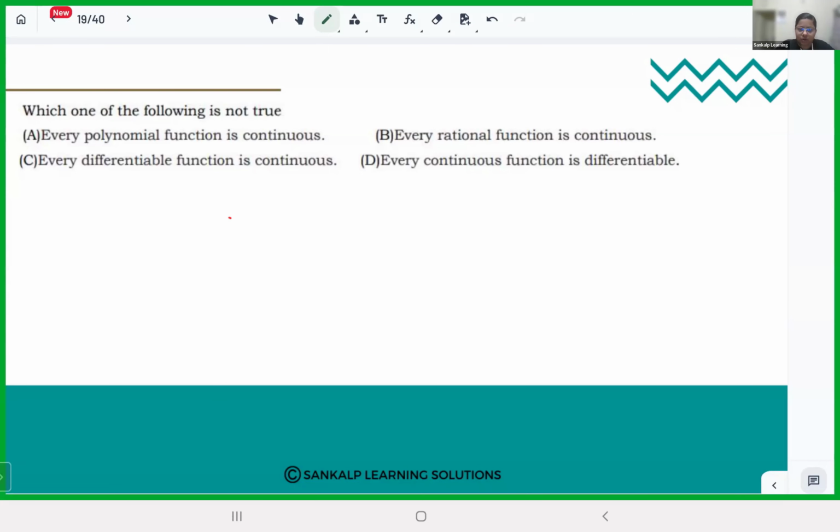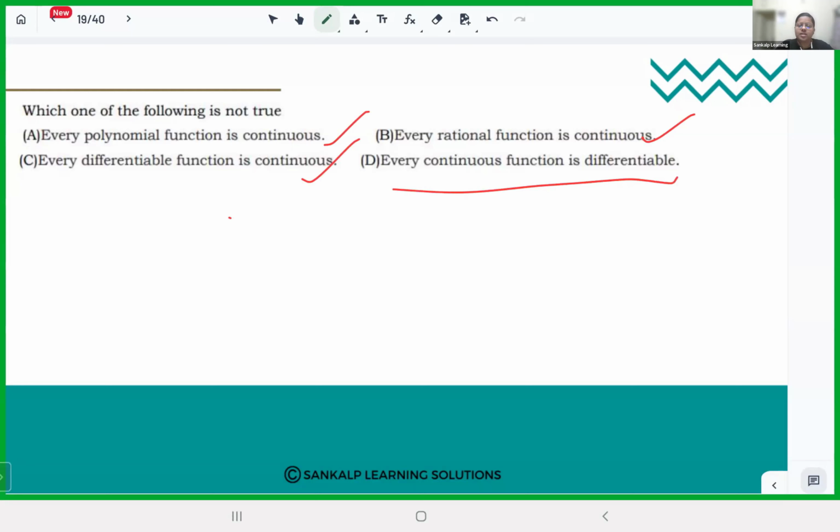We have studied that every polynomial function, and every rational function when the denominator is not equal to 0, is continuous. So the first statement, polynomial function is continuous, every rational function is continuous, and every differentiable function is continuous. That also we have studied. And the last one is every continuous function is differentiable. No, it is not true.